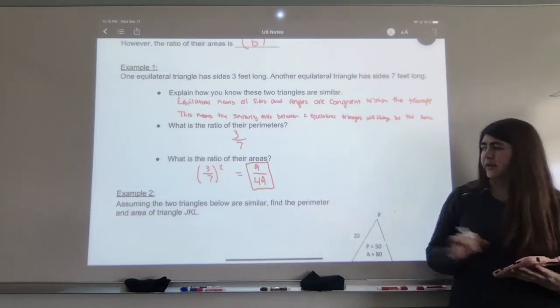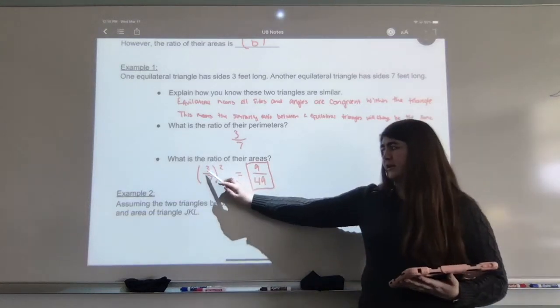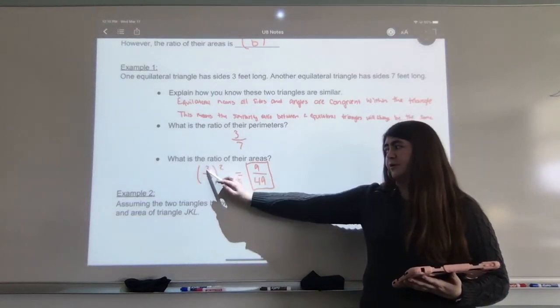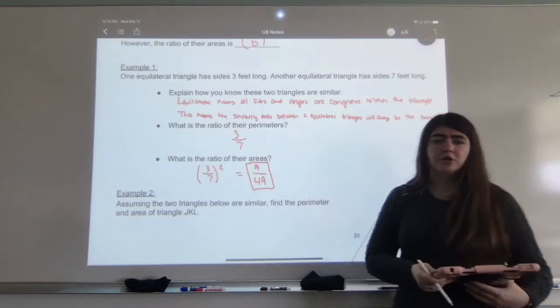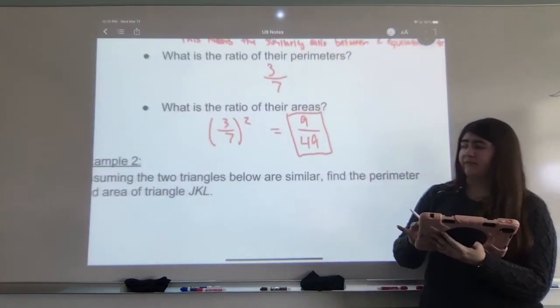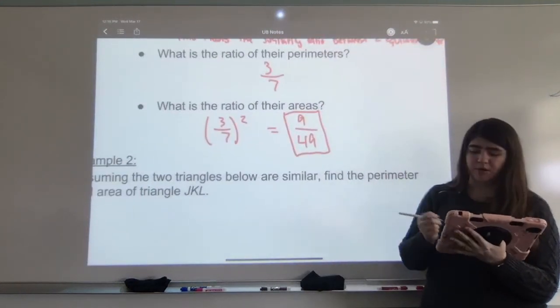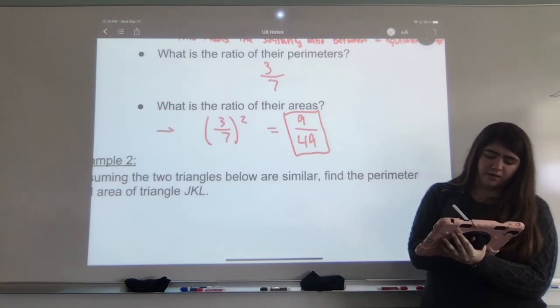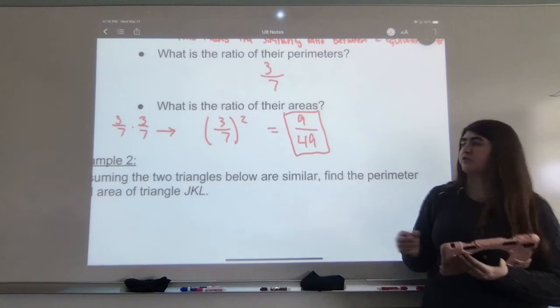All right, and if you aren't recognizing that this means that we're squaring both the top and the bottom, a way you could think of that is instead of having 3 squared over 7 squared, you could think of that as 3 over 7 times 3 over 7. So you're squaring the whole fraction.